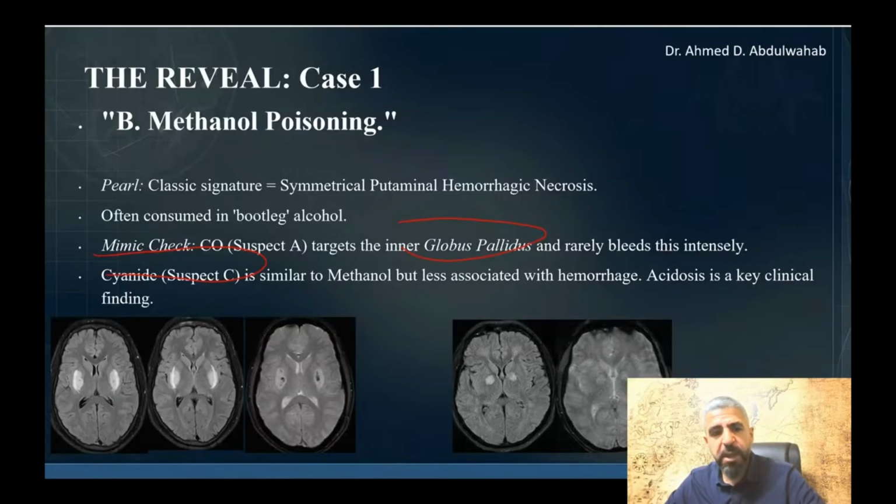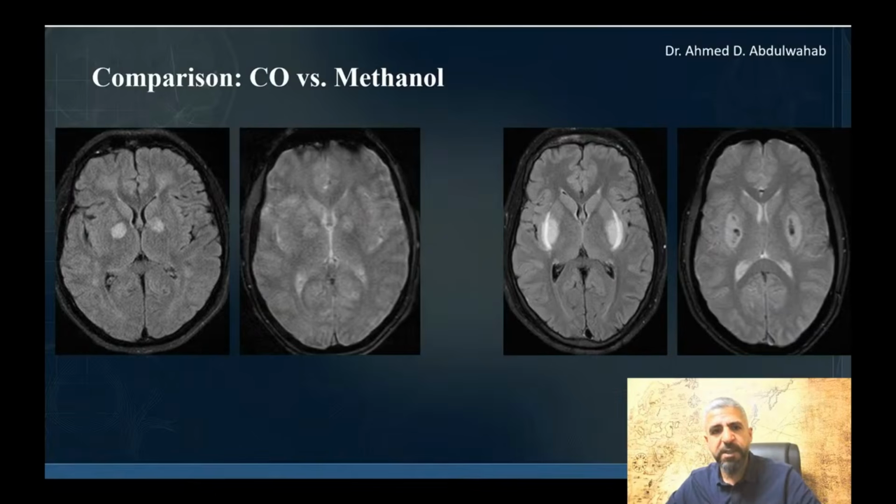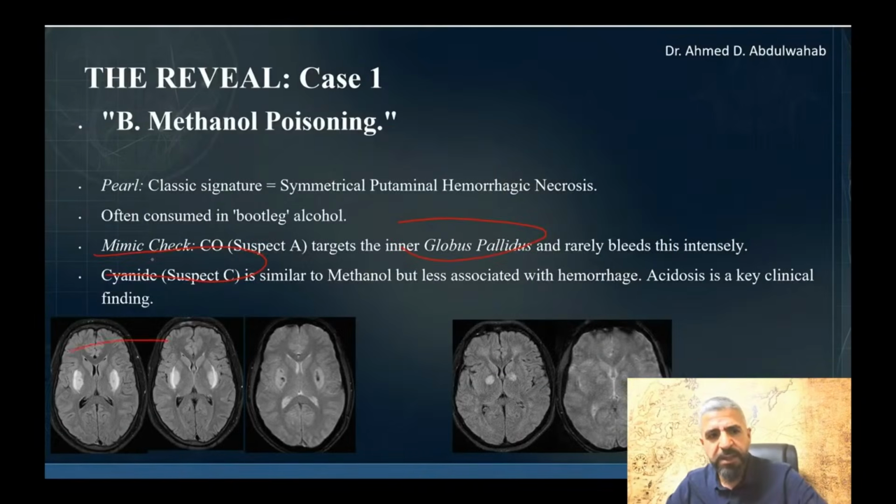You've saved this patient. Before we go, let's compare the CO poisoning versus methanol poisoning. This is the CO poisoning. Look at the visual distinction. Anatomy is your strongest clue. CO hits the globus pallidus, while methanol hits the putamen. Never forget the neighborhood rule. Again, you can see here, this is the methanol and this is the CO poisoning.